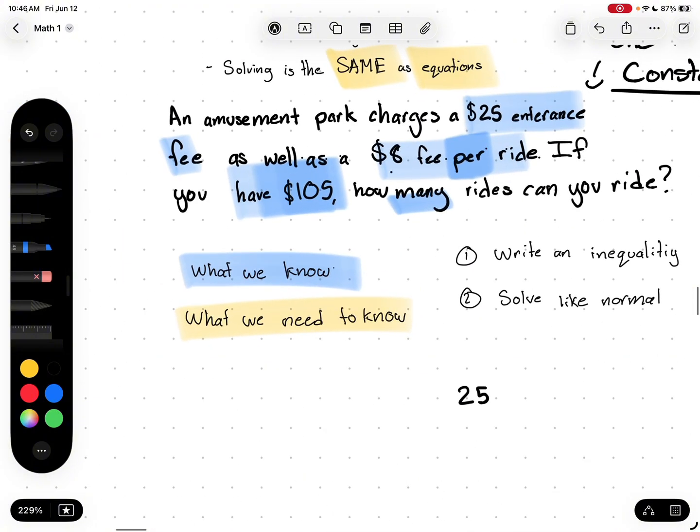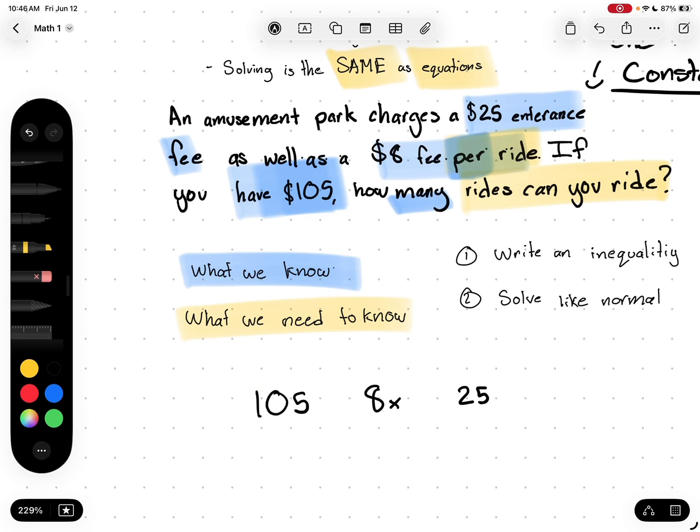And then we have an $8 fee per ride. We're trying to figure out how many rides we can ride. That's something we need to know. So that means that if each one is $8, if we ride 2 is 16, if we ride 3 is 24. If we ride x, it's 8 times x. So we got 8x. And lastly, we have $105.